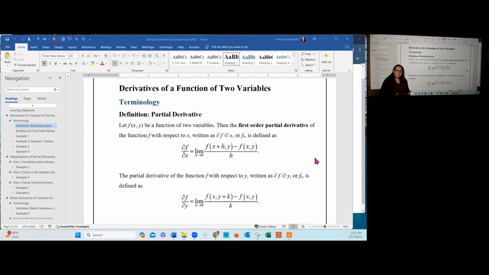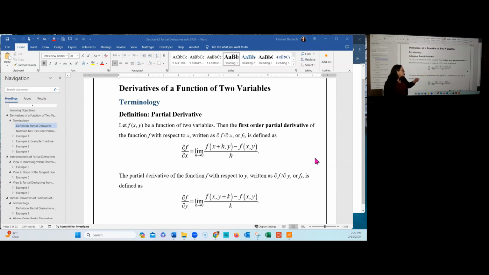Remember from calculus 1 that we had three different ways of defining the derivative at a point. The derivative was the limit as h approaches 0 of f of x plus h minus f of x all divided by h. Or you could replace the h with delta x and you have the same definition. You could also have called it the limit as x approaches a of f of x minus f of a all divided by x minus a. This definition is most similar to the h definition that we had in calculus 1.